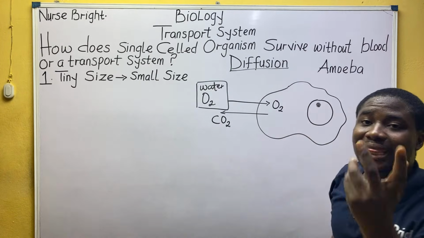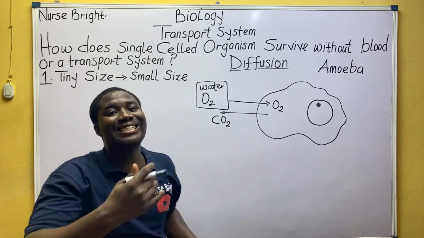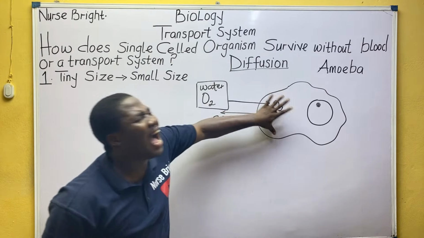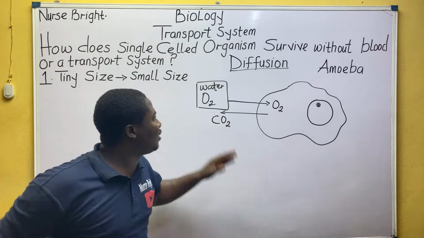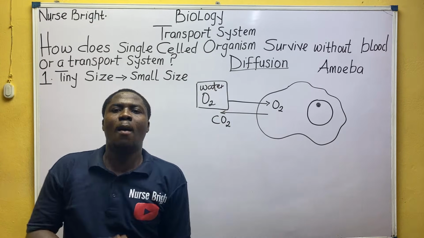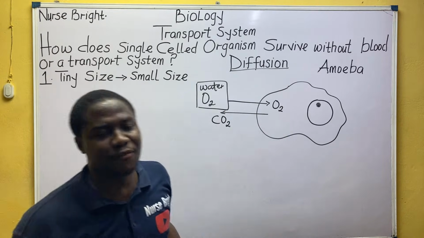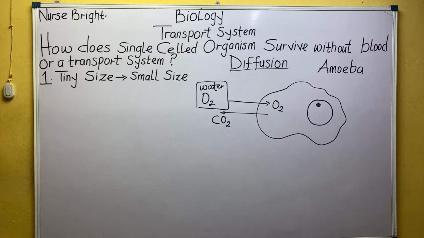Listen, another reason why they can survive is that the distance between the cell structures inside the cell and the outer part of the cell where those nutrients are found is short. So that's why the diffusion process can go on. But for us humans, it doesn't work like that. We cannot get our food nutrients or oxygen through diffusion. That's why we have our respiratory system.